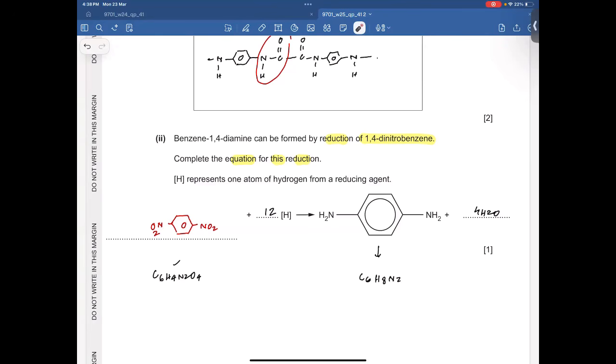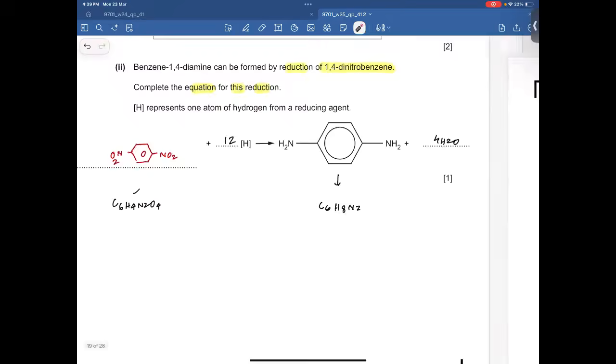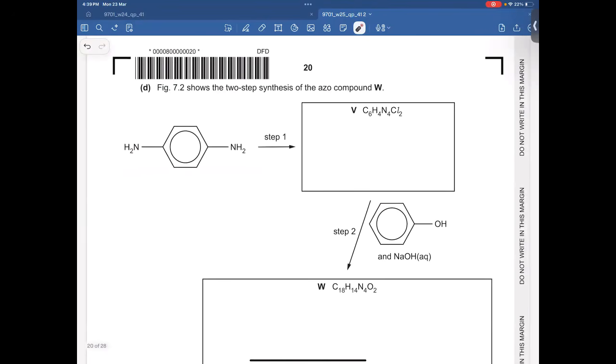Okay, other than this, that's the only possibility. Part D. Figure 7.2 shows the two-step synthesis of the azo compound W. It is benzene diazonium chloride. So this will turn to a diazonium group. This will turn to a diazonium group.